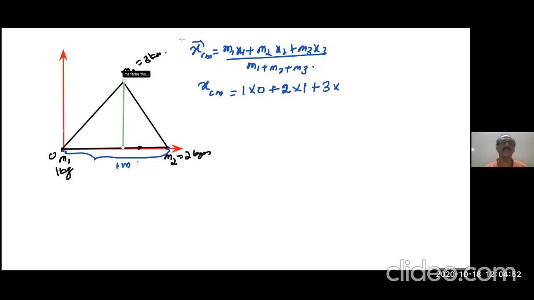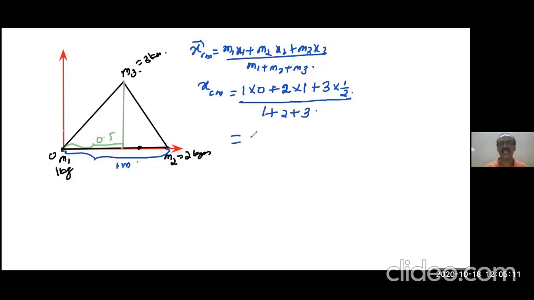Not 1. How will it come, sir? 0.5. Half meter, sir. 0.5, because that's a median, right? So 0.5 or half, anything you can take there, divided by 1 plus 2 plus 3, 1 plus 2 plus 3.